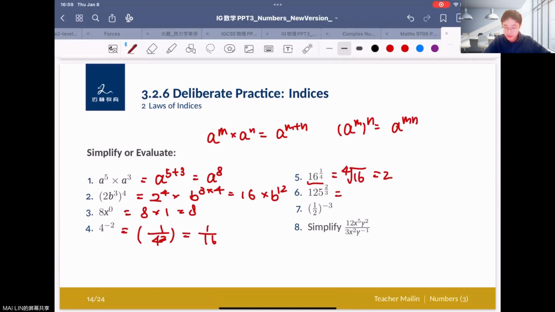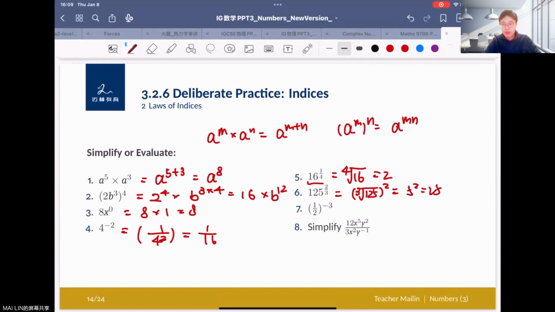And for this, like we said before, first we calculate the cubic root, and then we have to square it. So that is 5 squared, right? So 5 squared equals 25, okay? This is for the fifth problem, okay?